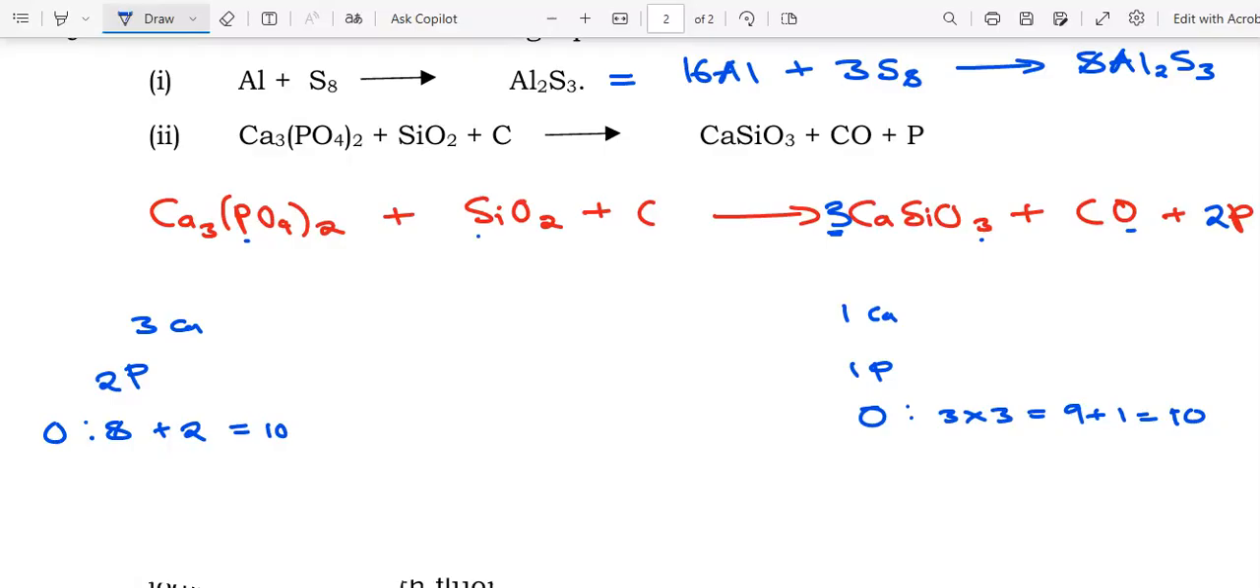Okay, we go with silicon. Silicon here we have 3, because there is 3 in front. Here we have 1. So silicon here we have 3, and here we only have 1 atom. So to balance this, we are going to put 3 in front here so that we balance silicon. Now, as you can see, we have added 3 atoms of oxygen to this compound.